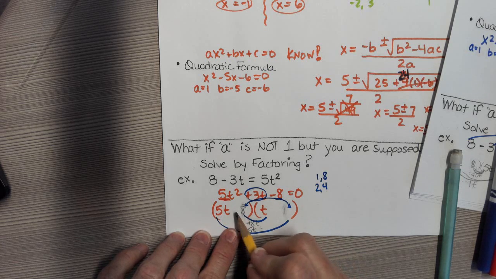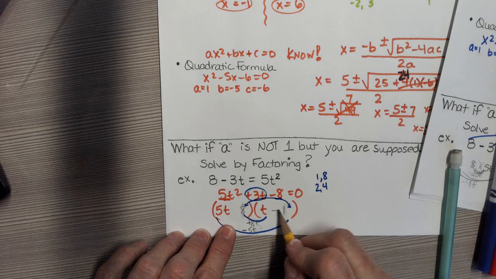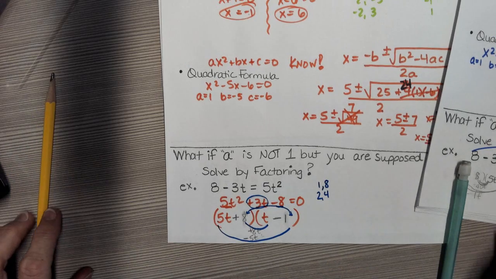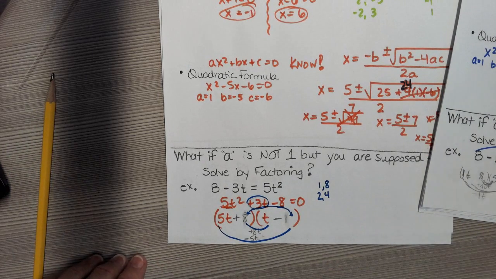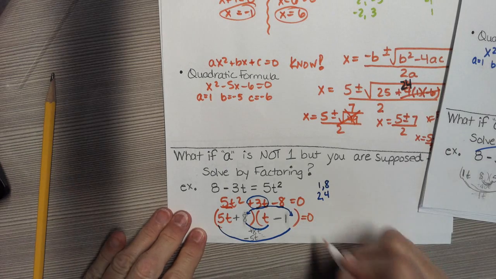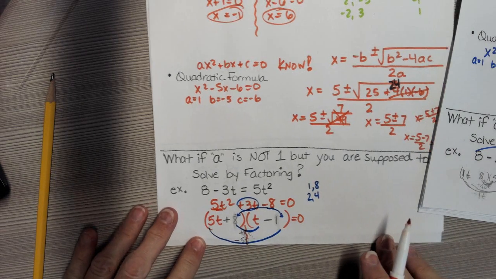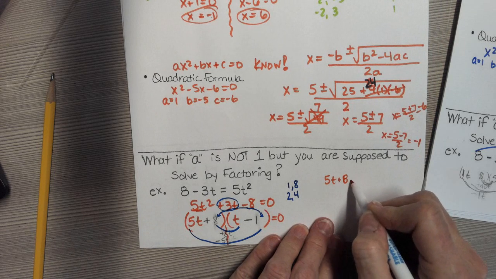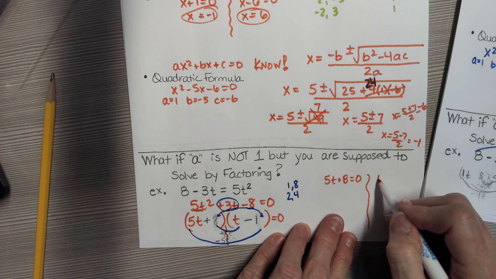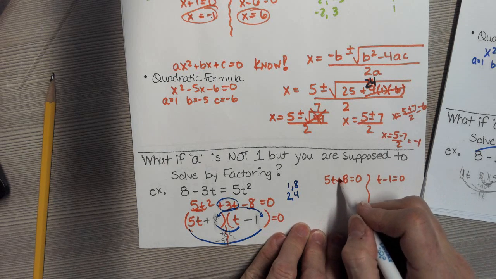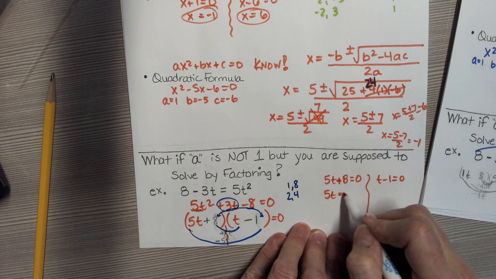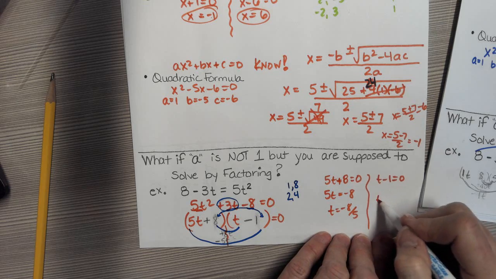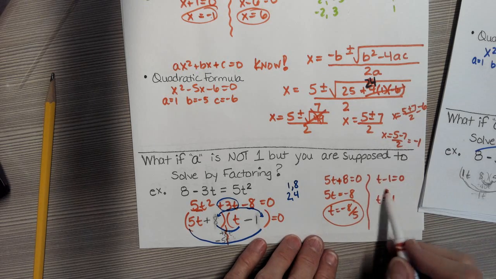So I'm going to go back and put that in there. This will be negative 5t, so I need a negative there. I need a positive here. And then I'm ready to set them each equal to 0. I kind of lost that step back here. Equals 0. Now put your little squiggly down the middle. Since I'm running out of room, I'll go up here and do it. 5t plus 8 equals 0, and t minus 1 equals 0. Move the 8 over, divide by 5, and this one, move the 1 over, and t equals 1. So those are my two answers.